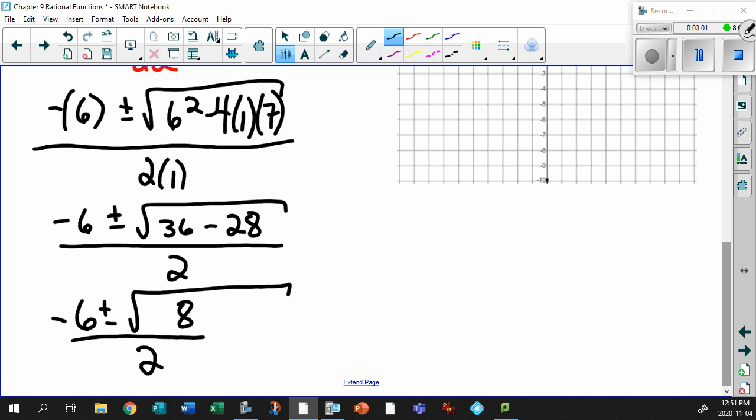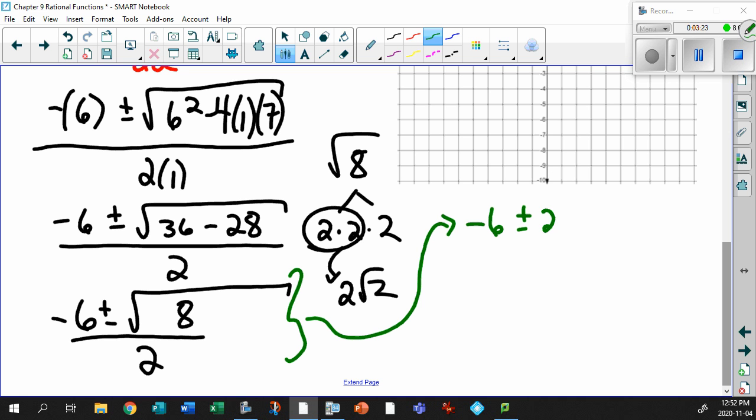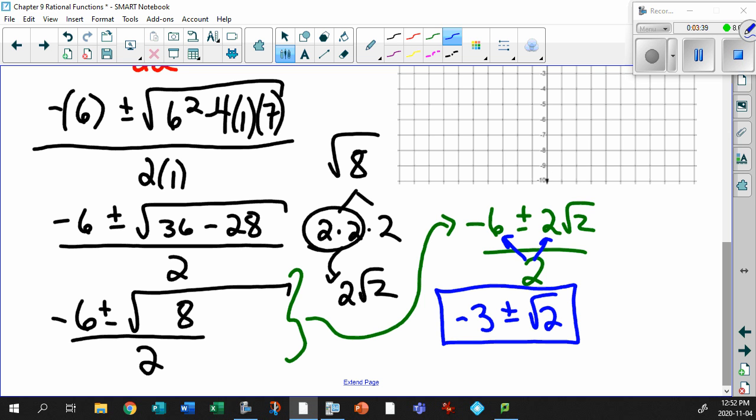Now, we're not done, because you remember from Math 10C, you can break 8 down: 2 times 2 times 2, right? Take the pair out. You get a 2. Root 2 is your answer. So we can clean this guy up to be quite nice here. Take this guy right over here. We get minus 6 plus or minus 2 root 2, over 2. Divide every one of those, right? That goes into there, that goes into there, giving you minus 3 plus or minus root 2. There is your answer in beautiful form.